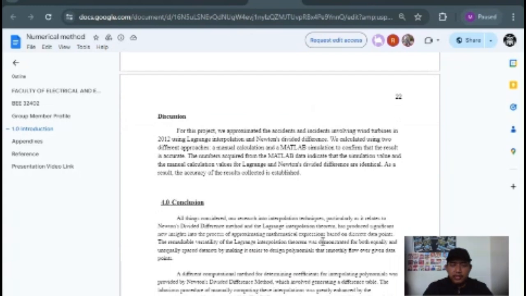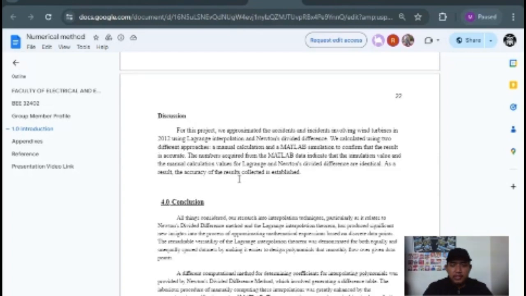And then we move to the discussion. For this project, we approximate the accidents and incidents involving wind turbines in 2012 using Lagrange and Newton divided difference. We calculated using two methods, manual calculation and MATLAB simulation, to confirm the result is accurate. From the calculation, the MATLAB data indicate the simulation value and the manual calculation value for Lagrange and Newton divided difference are identical, and as a result, the accuracy of the calculated result is established.